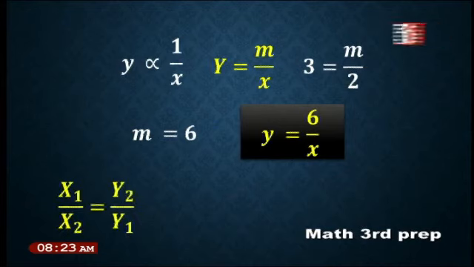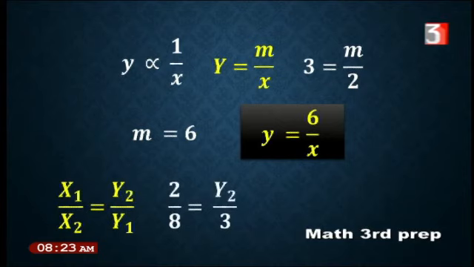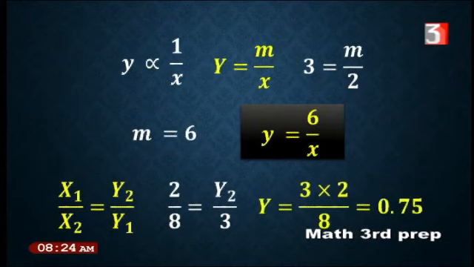Then to find the value of y, we are going to use the rule x1 over x2 equals y2 over y1, as it is inverse variation. So by substituting for the values of x and y, x1 is 2, x2 is 8. So 2 over 8 equals y2, which is required, over y1, which is 3. Then by making cross multiplication, you are going to find the value of y2 as 3 times 2 over 8 to obtain a result as 0.75.